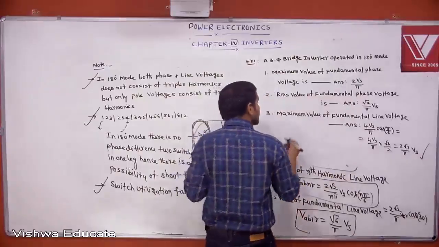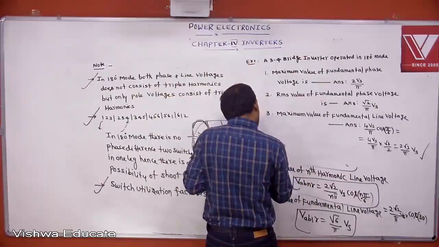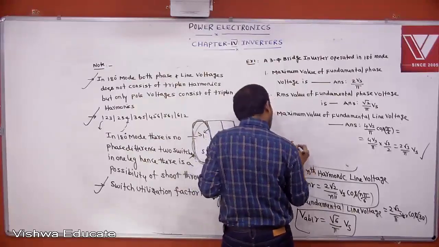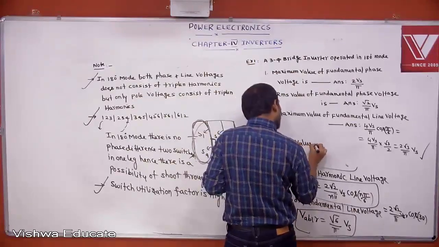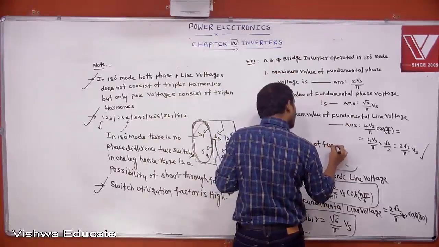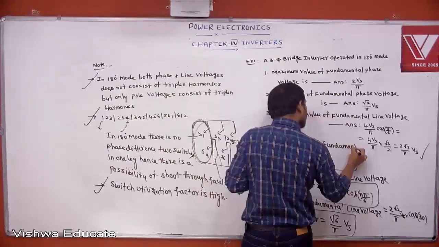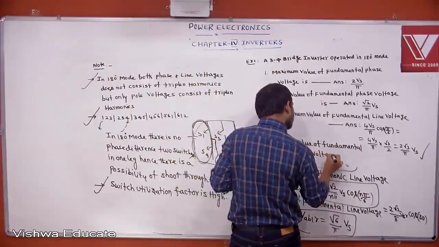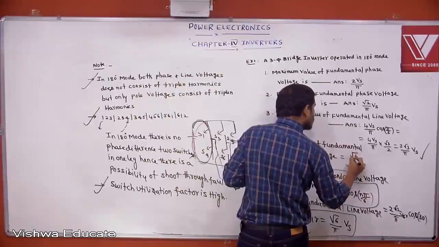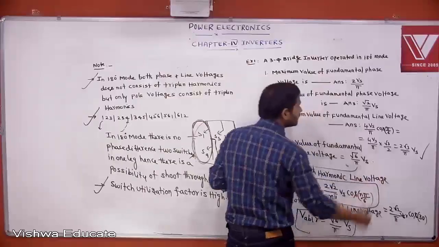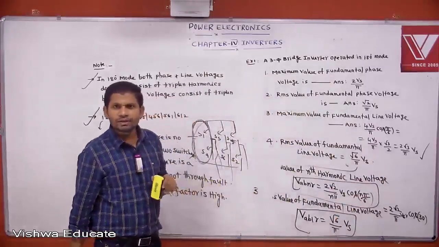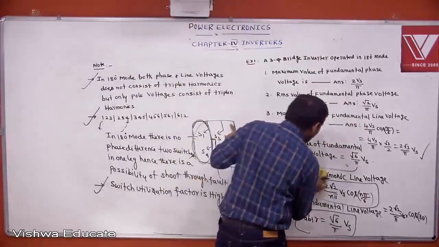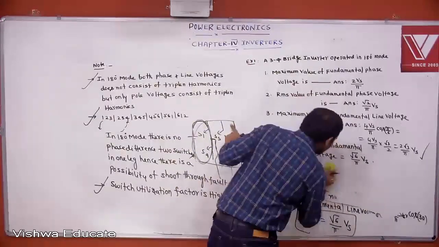Then if it is asked, RMS value of fundamental line voltage, how much? That I calculated: root 6 by pi into Vs. Like this, any question we can answer.